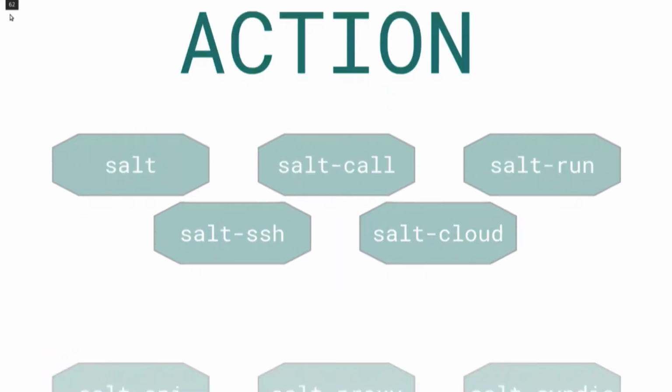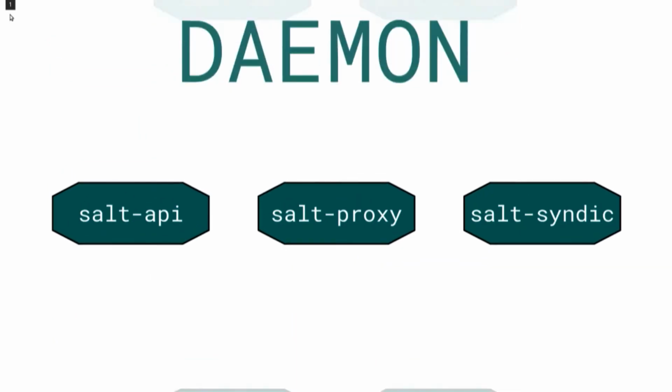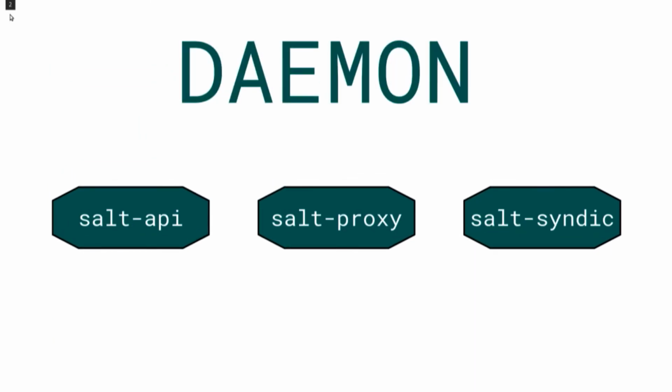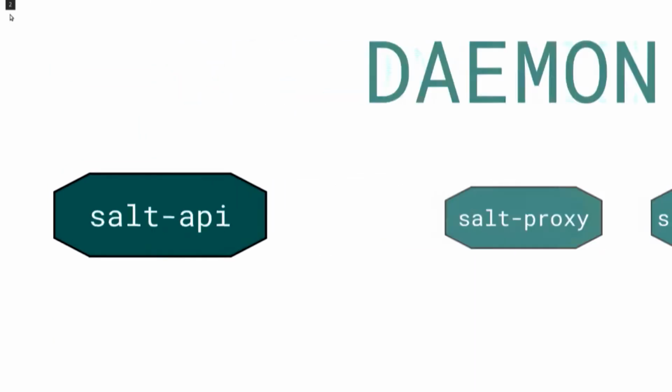So that's it for the action group. Let's move on to the next group. This group is what I call the daemon group. These are processes you run to extend Salt in some way, starting with Salt API.